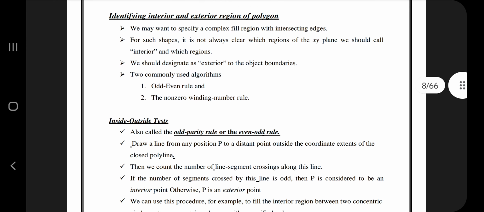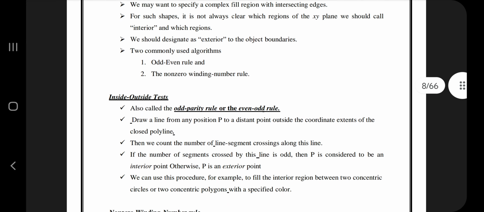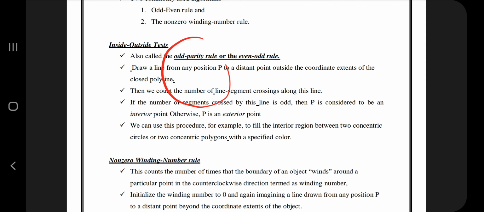Okay. The next one is identifying the interior and exterior region of the polygon. This is the fourth question. So here two rules are used: the inside outside test and the non-zero winding number rule. This is a very important question from the exam point of view. These two tests you have to explain along with a relevant diagram.